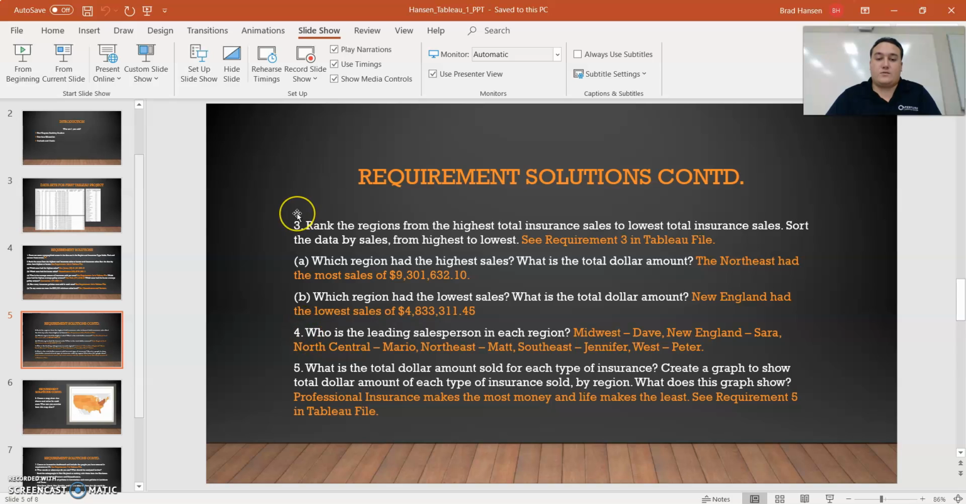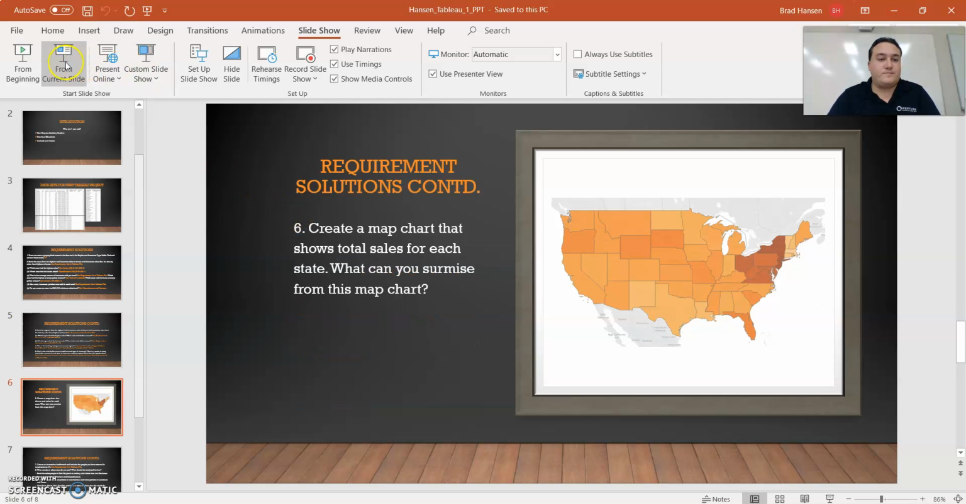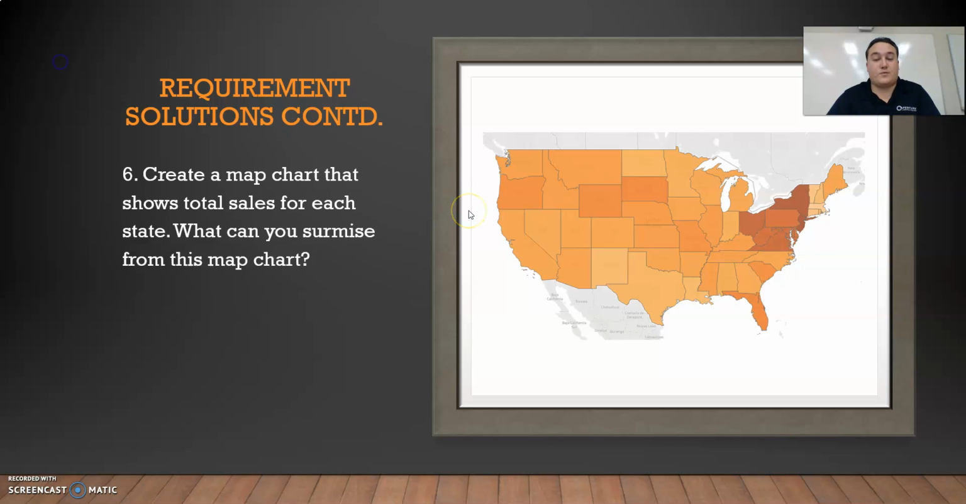So, requirement 6, I found really interesting. You can create a map that they already have built in, and it's interactive, so you just hover over each state, and you could see all the sales for each state. I thought it was wonderful.